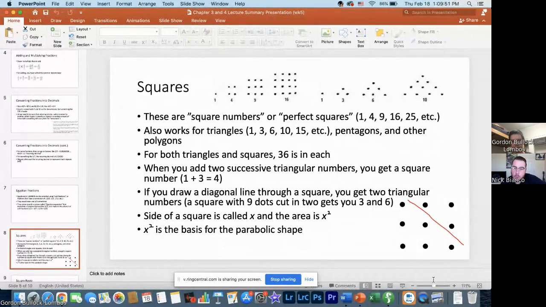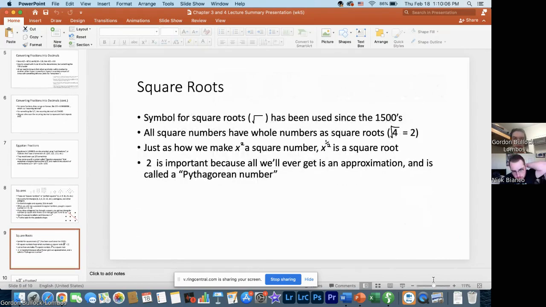Yeah, but basically the side of a square is x, the area is x squared, and x squared is the basis for a parabolic shape, which is a different aspect of math that it doesn't go into. And then you have square roots. They've been used since like the 1500s. All square numbers are basically whole numbers as square roots.